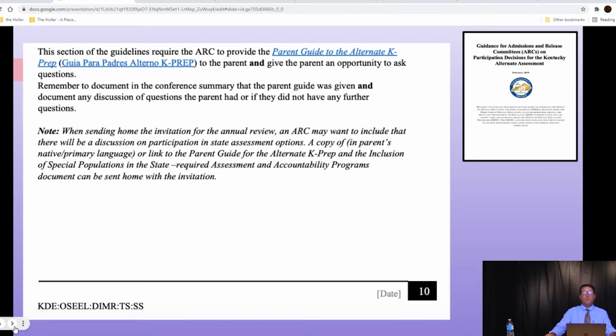an ARC may want to include this as a best practice, go ahead and send it with the annual review notice, and a copy, send it in their native language, and a link to the parent guide for the inclusion of special populations in state required assessment and accountability programs, and document when you sent that home, and document that you sent it with the invitation, because that is a good practice.